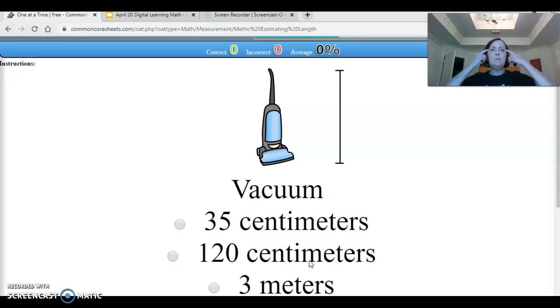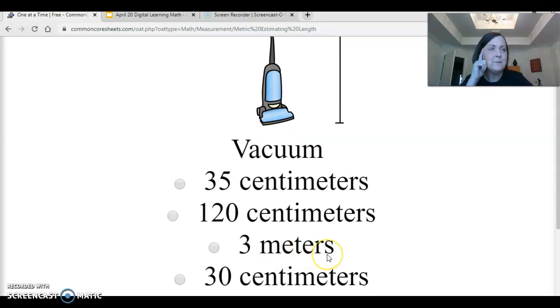120 centimeters. So I'm going to think in my head, what benchmark can I use? Pinkies. If I stack 120 pinkies on top of each other, would that be the height of a vacuum cleaner? And I'm thinking, that's a possibility. Let's look at our other choices. 3 meters. Miss Ivory said a meter is about the width of a door. If I did 3 doors side by side, that's too big. And the last one is 30 centimeters. Well, I already said 35 would not be enough, and 30 is less than 35, so I'm going to eliminate that one too.